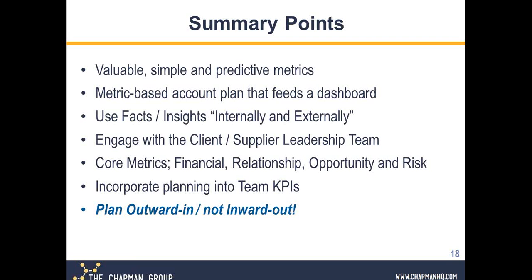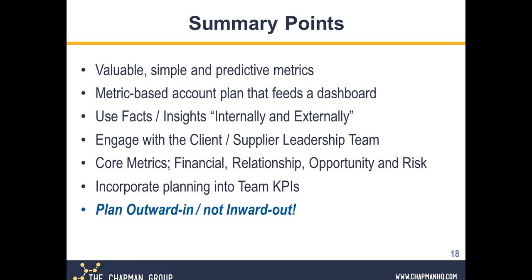I want to make sure the metrics I use speak to the financially important areas: the relationship, opportunities, and risk. They're the four critical buckets that my metrics should fit in. You could certainly get very sophisticated and add several others. Keep it simple. And when I get this practice rolling, I can incorporate planning into my team KPIs. By the way, not just the account team. I could integrate it into the external team within my own organization, my cross-functional members.